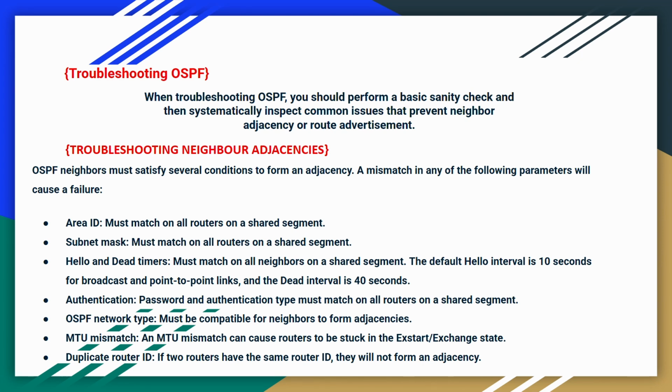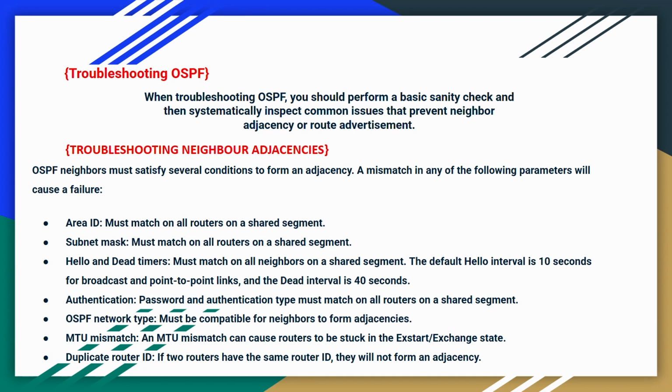Troubleshooting OSPF. When troubleshooting OSPF, you should perform a basic sanity check and then systematically inspect common issues that prevent neighbor adjacencies or route advertisement. Troubleshooting neighbor adjacencies: OSPF neighbors must satisfy several conditions to form an adjacency. A mismatch of any of the following parameters will cause a failure. Area ID must match on all routers on a shared segment. Subnet mask must match on all routers on a shared segment. Hello and dead timers must match on all neighbors on a shared segment.